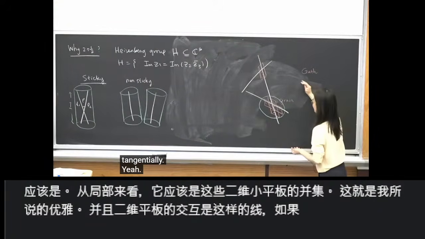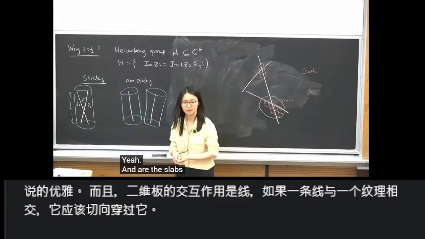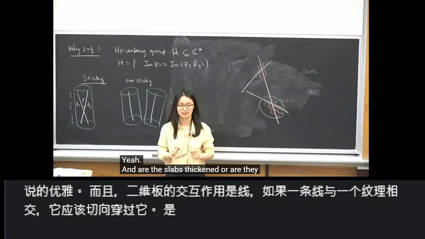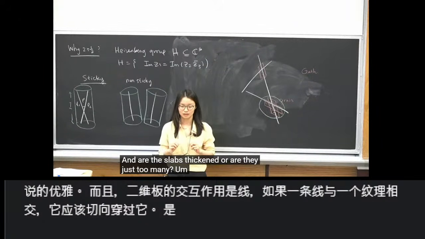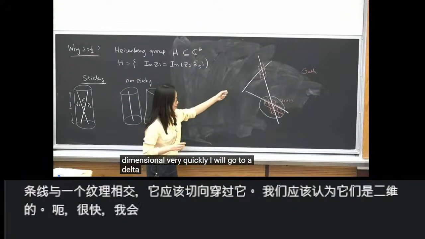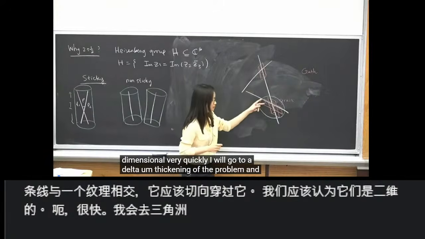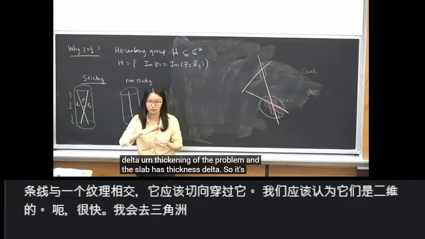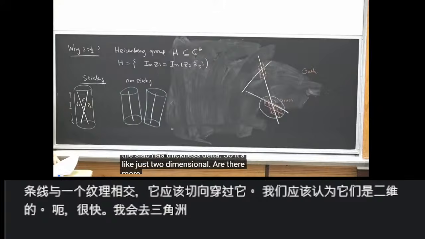And are the slabs thickened, or are they just two-dimensional? We should think of them as two-dimensional. Very quickly, I will go to a delta thickening of the problem, and the slab has thickness delta, so it's like just two-dimensional. Are there more questions?